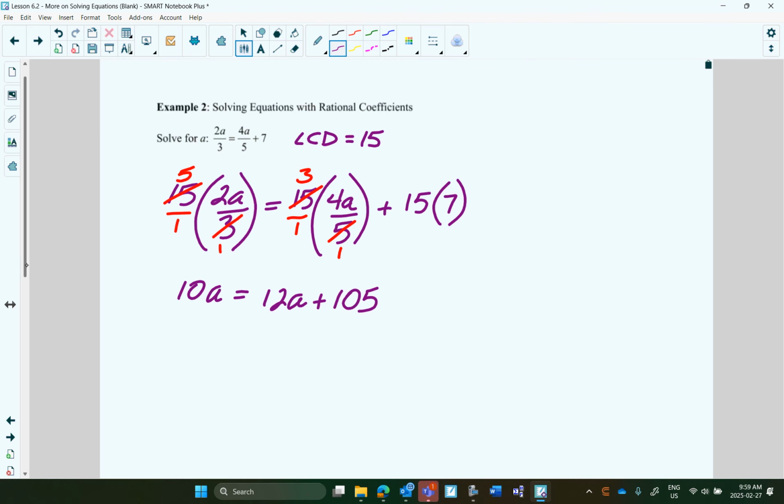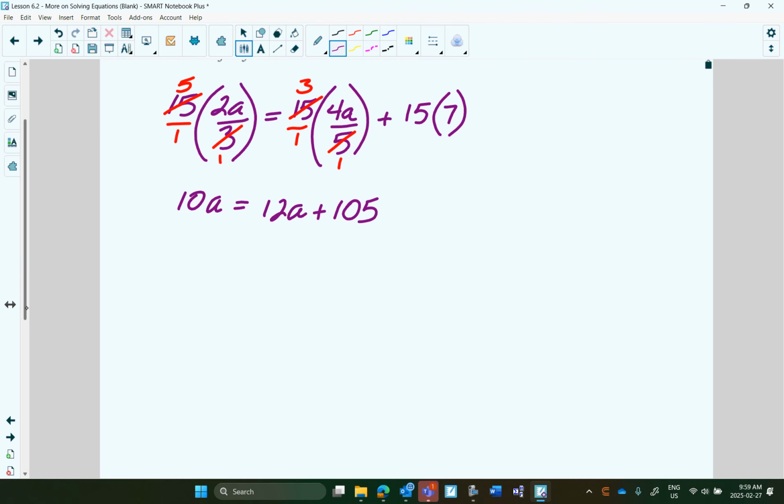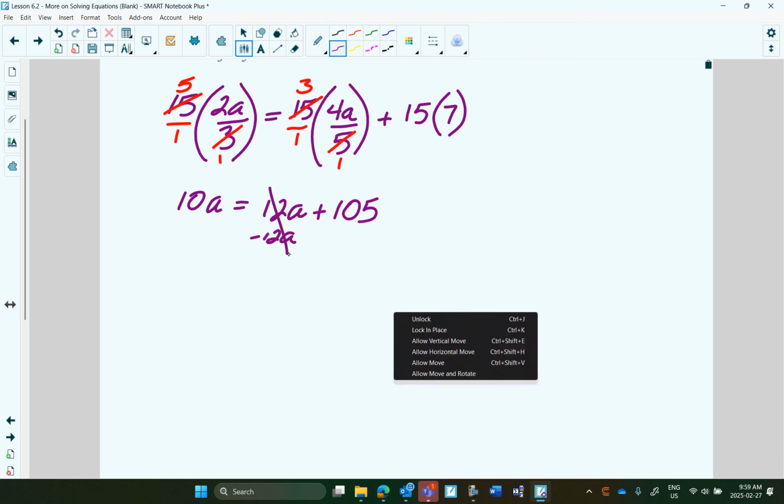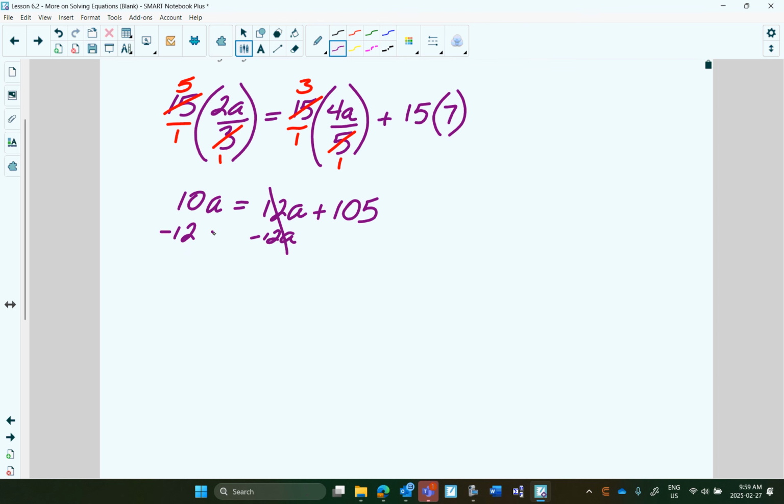Notice I have an equation that has variables on both sides. So I want to take the 12a over here by getting rid of it here. How do I get rid of 12a? Subtract 12a, gone. Whatever you do to one side, you must do to the other. So you're left with negative 2a is equal to 105.